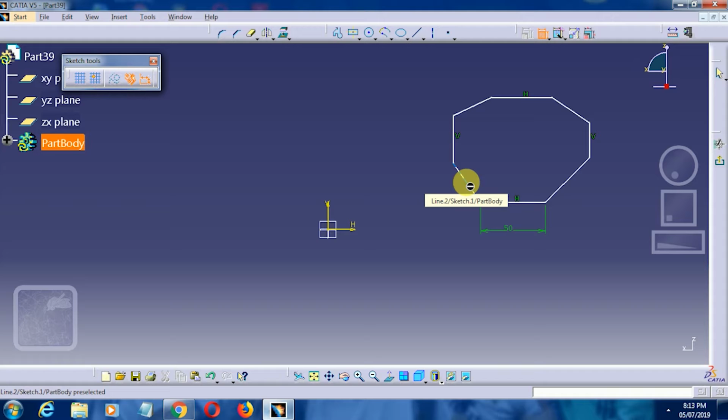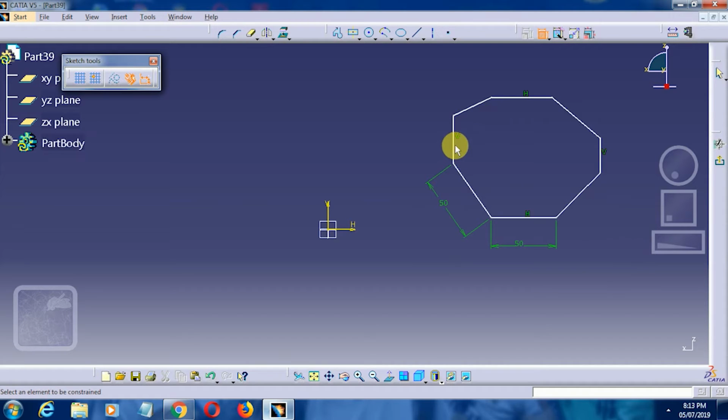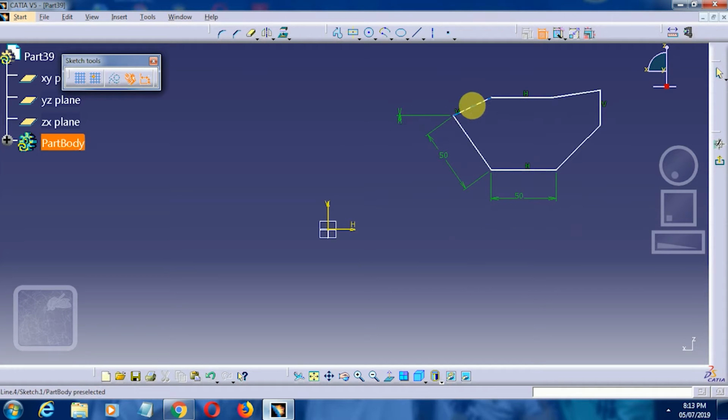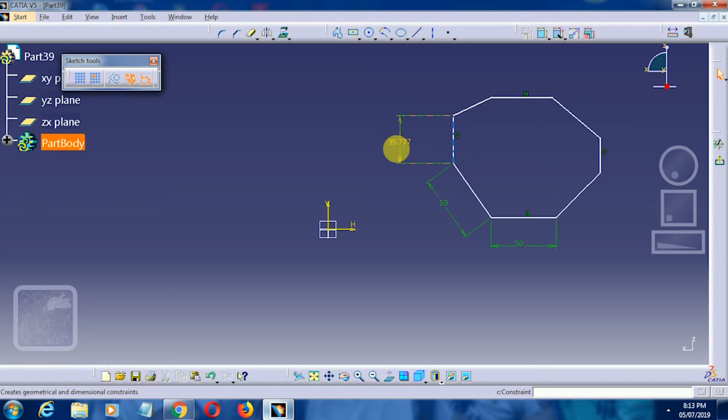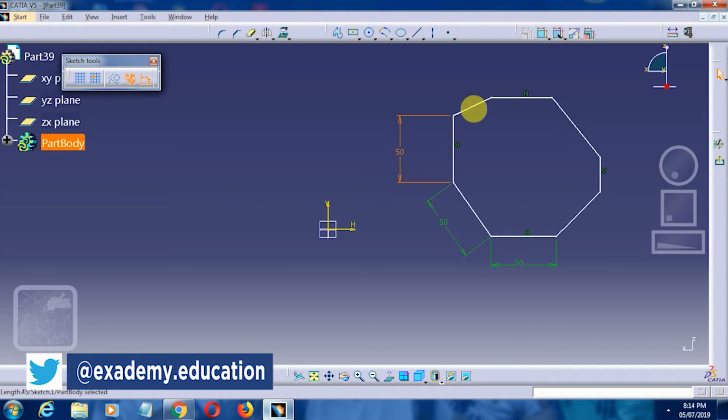Similarly, we will double click on this dimension and make it 50, and we will make every single dimension 50. In fact, we have just missed out. It is actually 50 and not 0. So here it is. Make sure that you get the dimensions right.